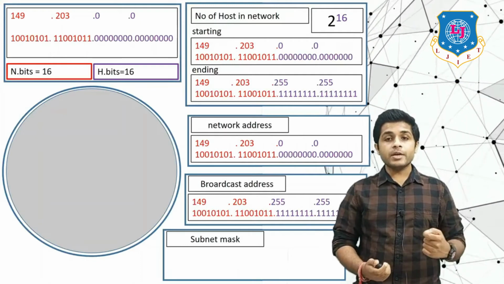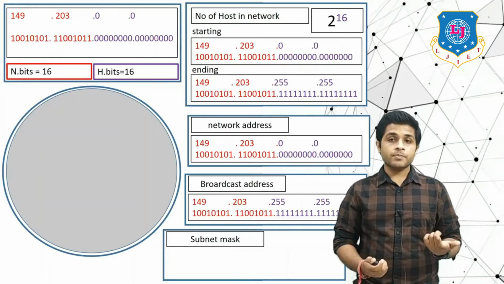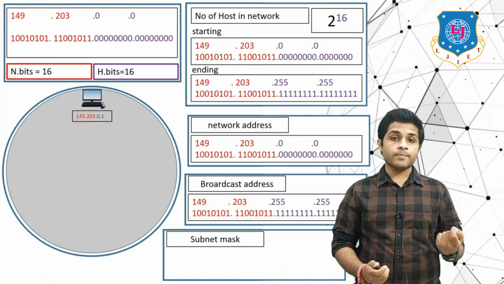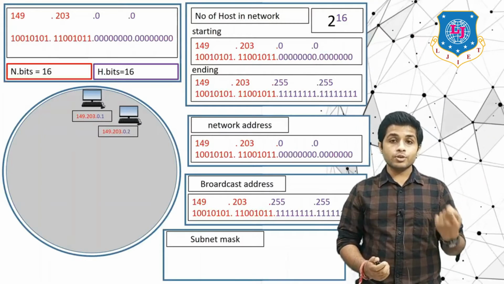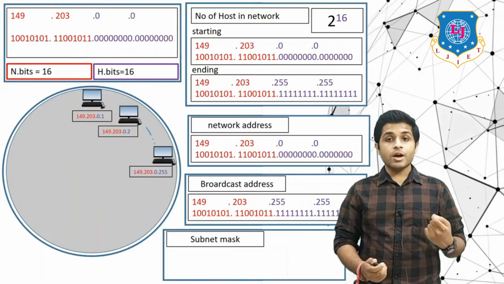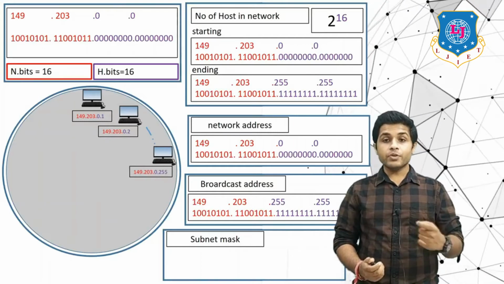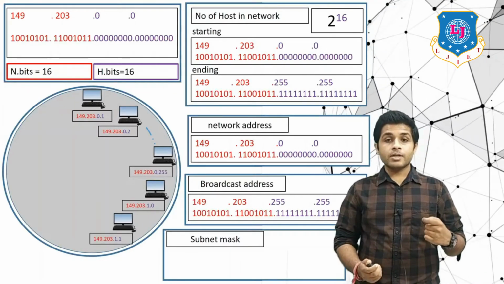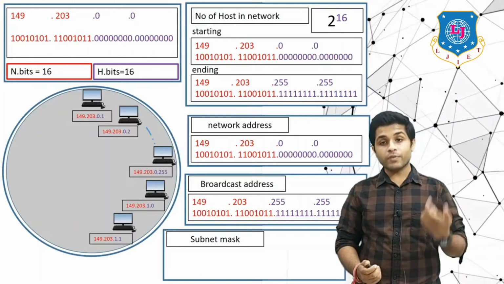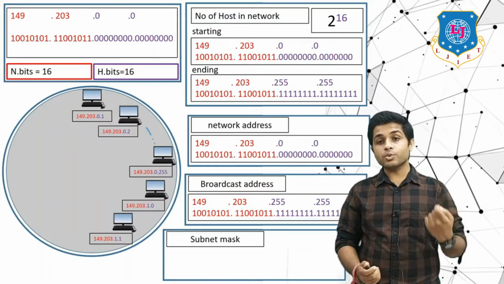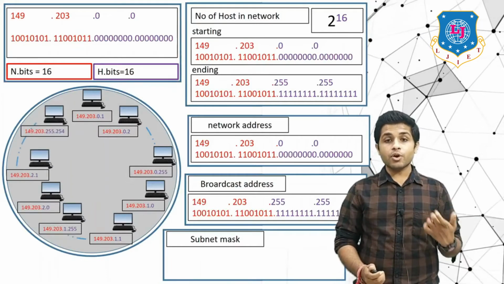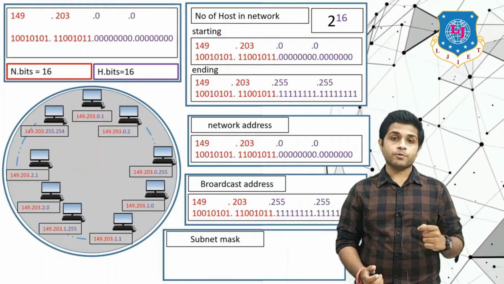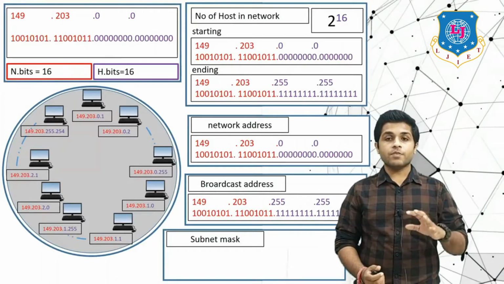What will be the IP address of the first device in the network? The first device will get 149.203.0.1, then 149.203.0.2, then 0.3, 0.4, up to 0.255. If you increment 1 to that, you will get 149.203.1.0, then 1.1, 1.2, again up to 1.255. If you increment 1 to that, you will get 2.0, then 2.1, 2.2, and it will go up to 149.203.255.254. So it is the last usable address of the given network.